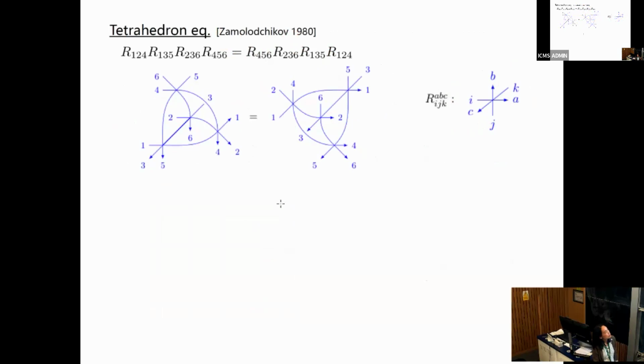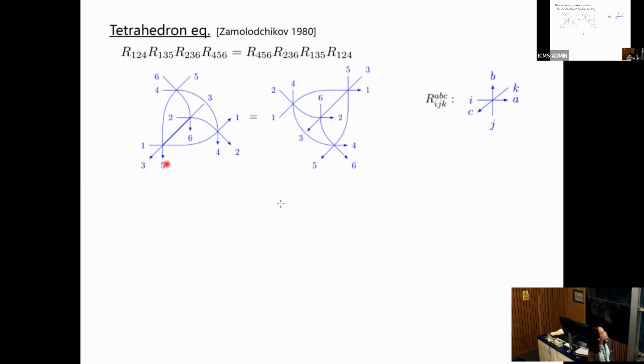Different from the R operator for the Yang-Baxter equation, it has three incoming states, i, j, k, and three outgoing states, a, b, c. By combining this R like this and this, we get some equality of Boltzmann weights for the tetrahedron equation. We start with R456 assigned here, and R236, R135, and R124 in the left-hand side. In the right-hand side, the ordering is opposite.